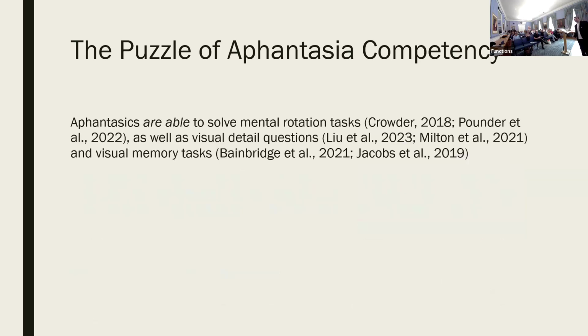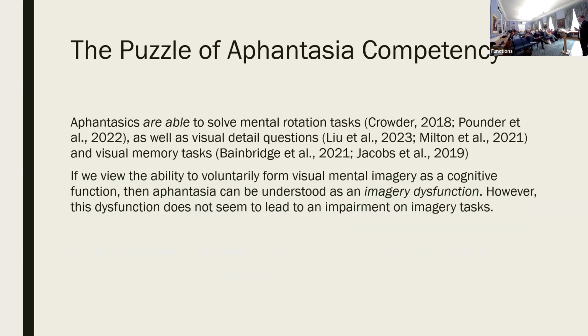Now, the surprise is that actually aphantasics are able to solve these tasks. They're able to solve mental rotation tasks. This has been shown in a number of studies, and they're also able to solve these visual detail questions. And also they're able to solve another task that I will discuss in some more length later, namely visual memory tasks. Now, this puts us in a very interesting position, right? Because if we assume that the ability to form visual mental images voluntarily would be a cognitive function, then aphantasia could be described as an imagery dysfunction, right?